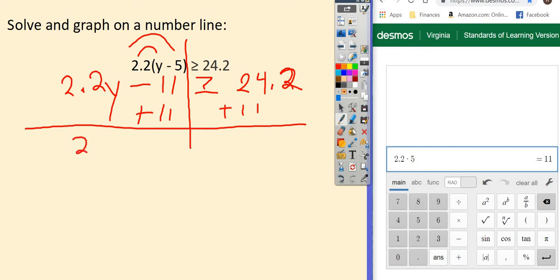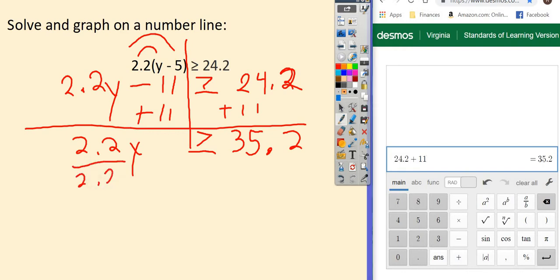And that leaves us with 2.2y is greater than or equal to 35.2. Again, don't worry about using your calculator. It's the best decision you can make. That way you don't have any silly mistakes. So 35.2. The next thing we're going to do is divide each side by 2.2. We're dividing by a positive number, so that means my inequality symbol will stay the same.